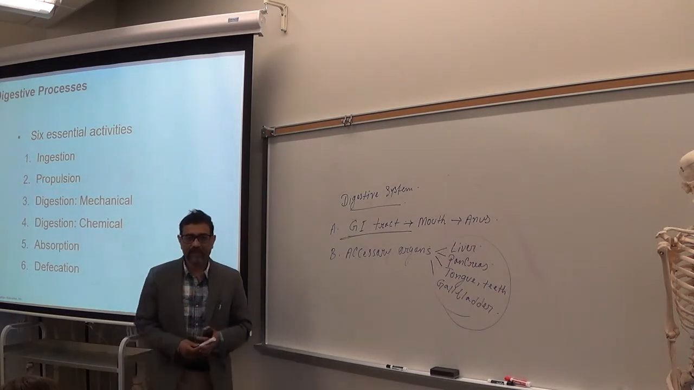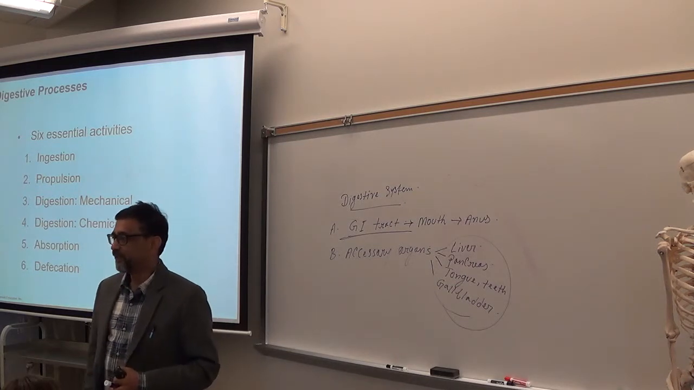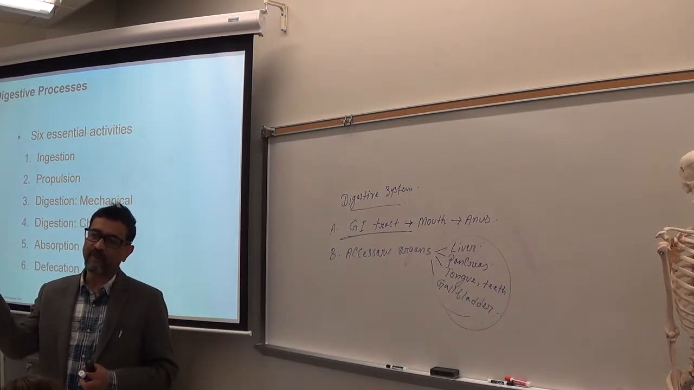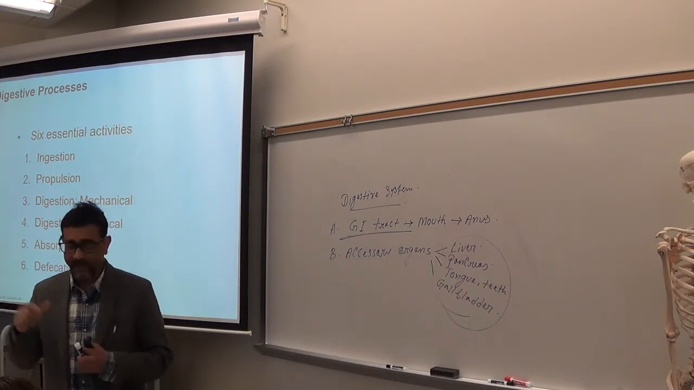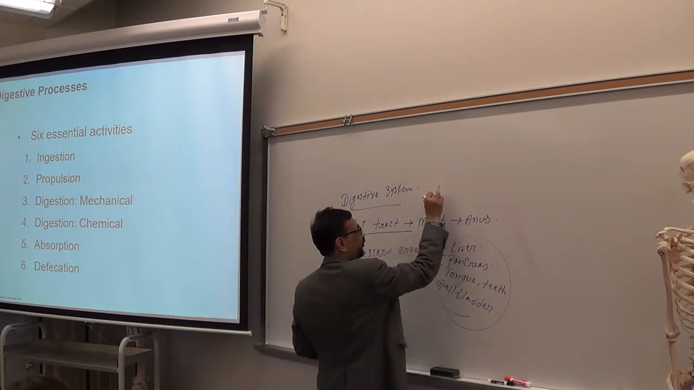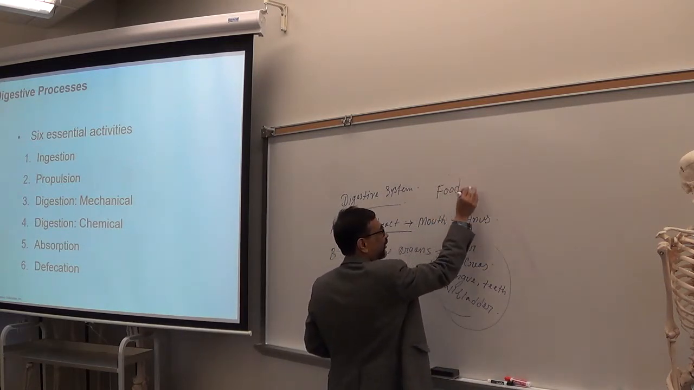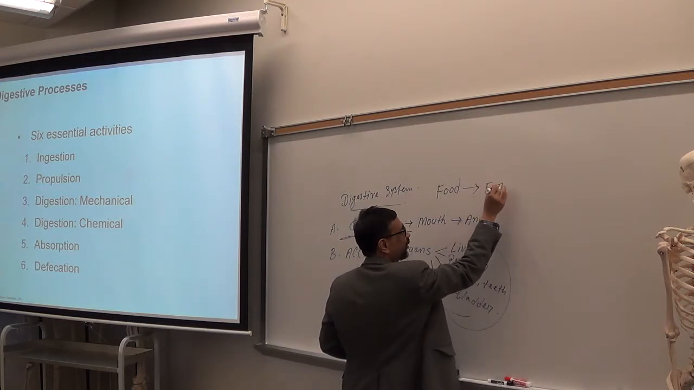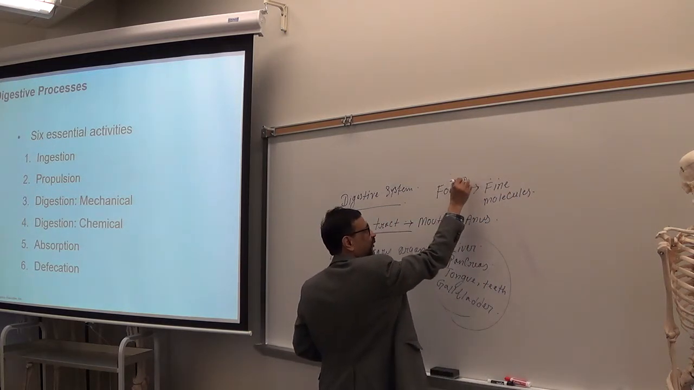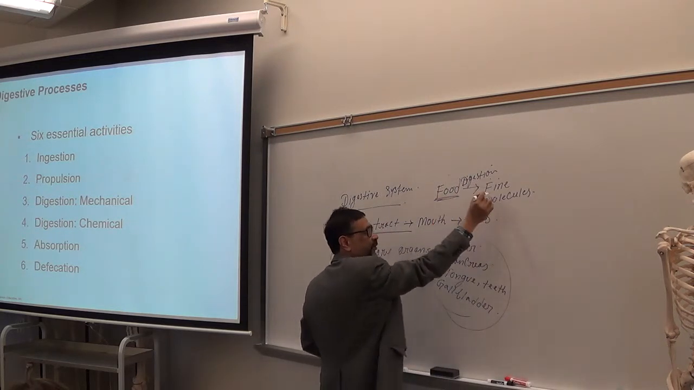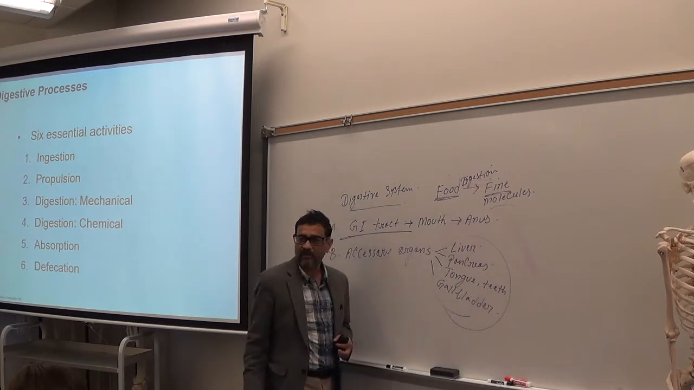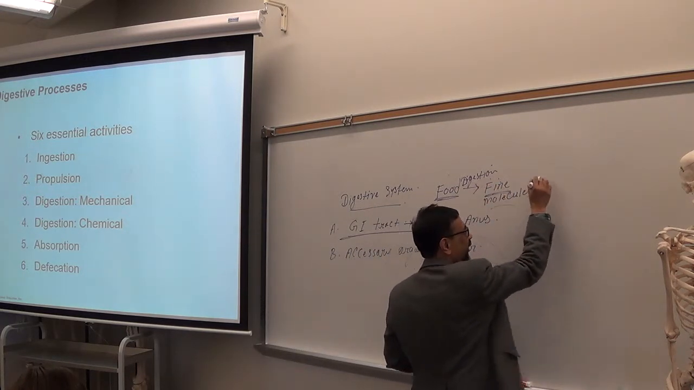Absorption. After digestion, the large food becomes fine molecules. So digestion converts the food into fine molecules. That is digestion, breakdown. Okay? Digestion. The food is converted into fine molecules. And these fine food molecules are called what?